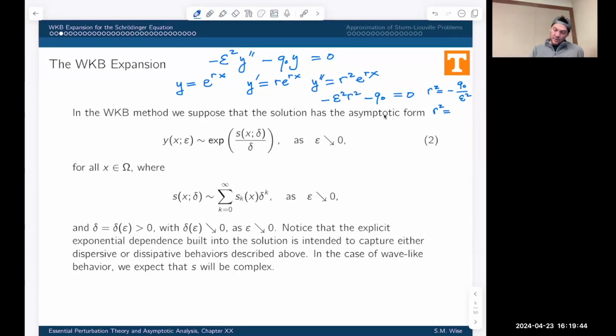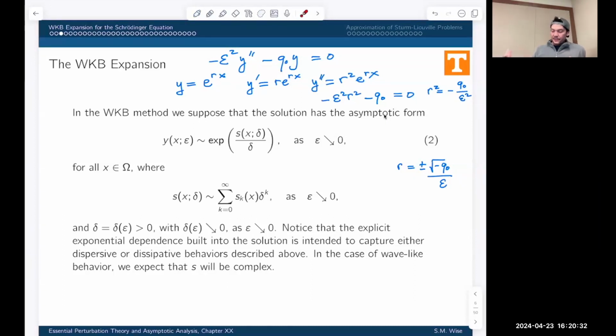And now from this point, we can't really do anything unless we know the sign of Q. So R is equal to plus or minus the square root. At this point, I need to know the sign of Q.